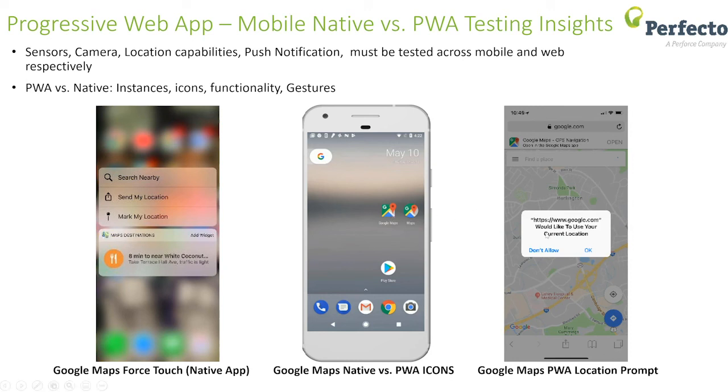You also want to check the functionality when PWA works with any of your sensors like location, camera, and other incoming events like calls, text messages, and stuff like that. You also want to see the differences between a native Google Maps that allows you to use Force Touch for a short menu, which isn't supported obviously on PWA. So you do want to keep testing the different gaps and functionalities in between these two apps as an application vendor.